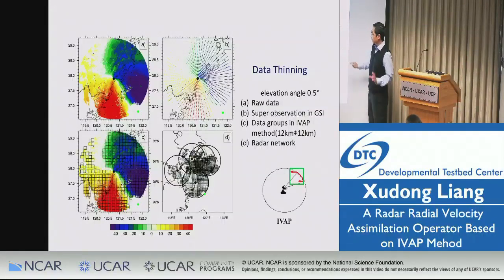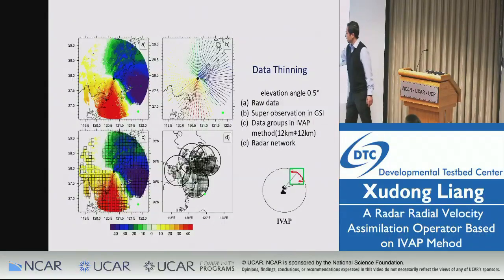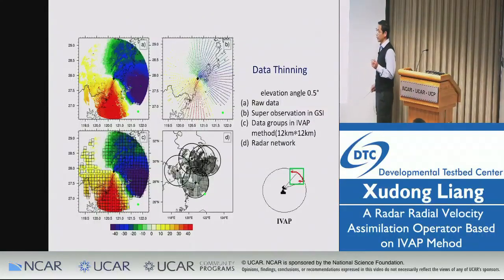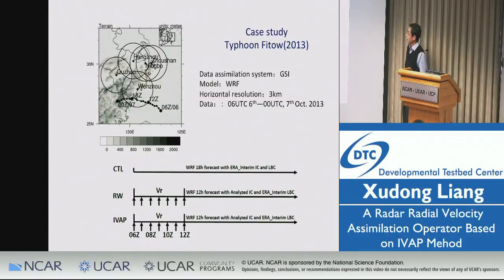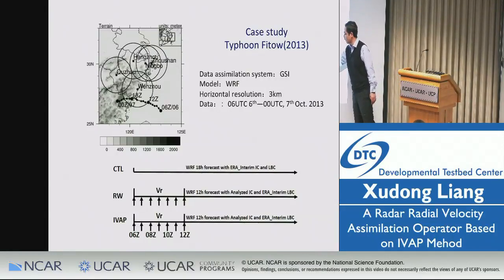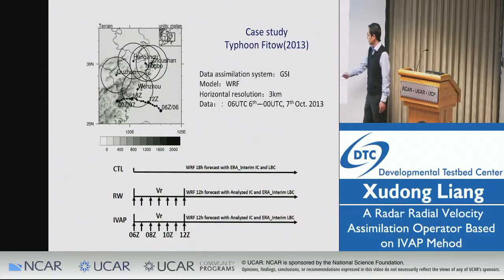superobs and the like. But if we use the new one, we just have some grids. We use all observations within the grid to assimilate the observation. So there are five radars. We cycle and assimilate the data every 1 hour from 6:00 to 12:00.